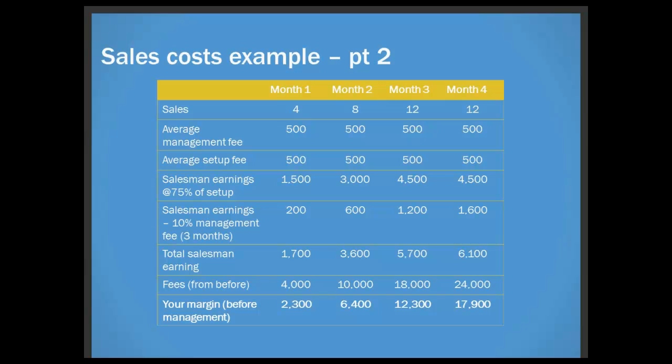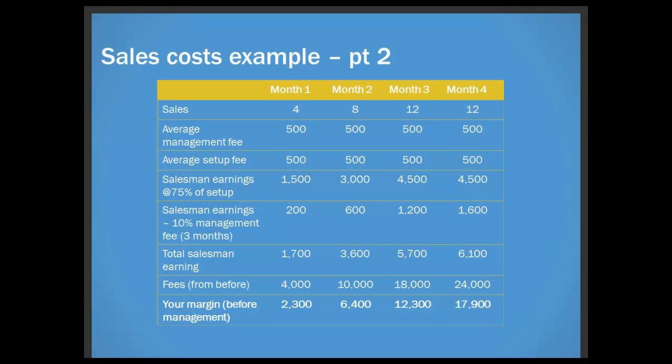So these are new sales each month. So 4 new sales in month 1, 8 new sales in month 2, so that's 2 new sales a week, 3 new sales a week in month 3, and 3 new sales a week in month 4. So we're assuming they get no better at selling in month 4. We still close our 3 a week, which is what we're seeing agencies do. So that's a reasonable place to be.